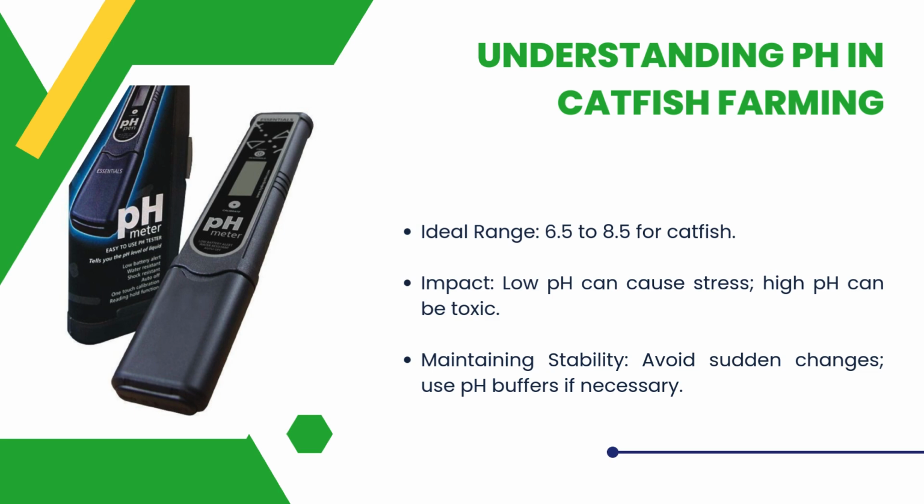Now let's focus on pH. The ideal pH is between 6.5 to 8.5. A low pH can cause stress and a high pH can be toxic, leading to death. To maintain stability, avoid sudden changes of water. Use pH buffers if necessary.